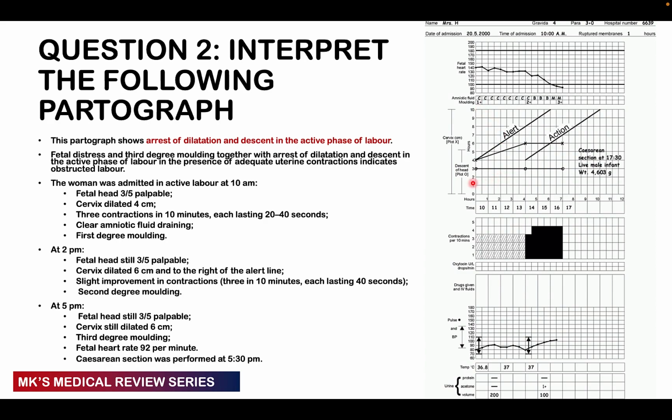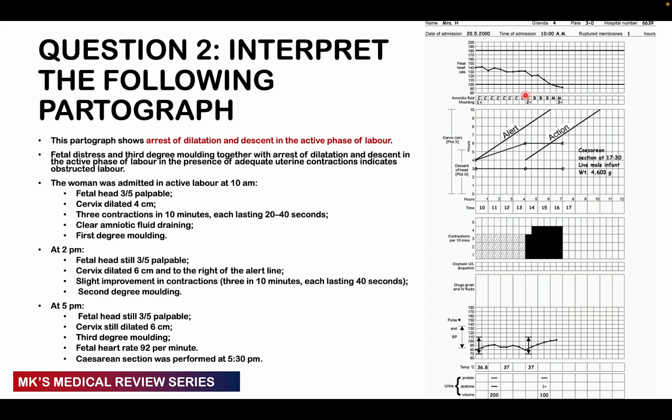Then 4 hours later, she was reassessed, and we realized that the descent hadn't changed, so it was still 3 out of 5. She was now on the right side of the alert line with a cervical dilatation of 6, so we expected this woman to be at least 8 centimeters or above. Anything below that, you already know that there is some poor progress of labor. The contractions slightly improved to 3 strong contractions each lasting more than 40 seconds, and now she even developed grade 2 molding, but the liquor was still clear at this particular point.